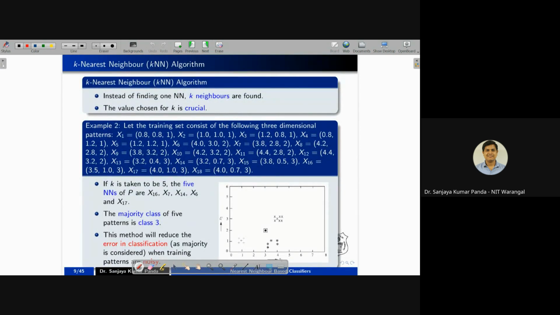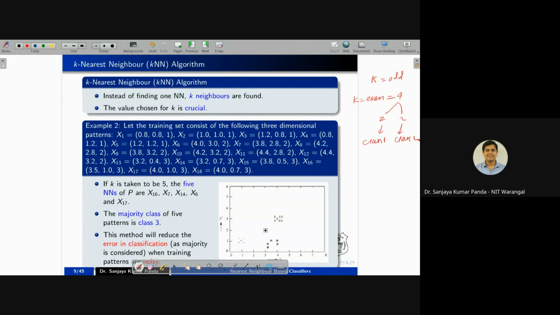As I mentioned, instead of finding one nearest neighbor as in the previous algorithm, here we are considering k neighbors. But how many neighbors are you going to choose? It is very difficult to determine, so the value chosen for k is very crucial. Many researchers suggest that the k value should be an odd number. The reason is that if k is an even number, let it be 4, and two people say it belongs to class level 1 and another two say class level 2, there is a tie.